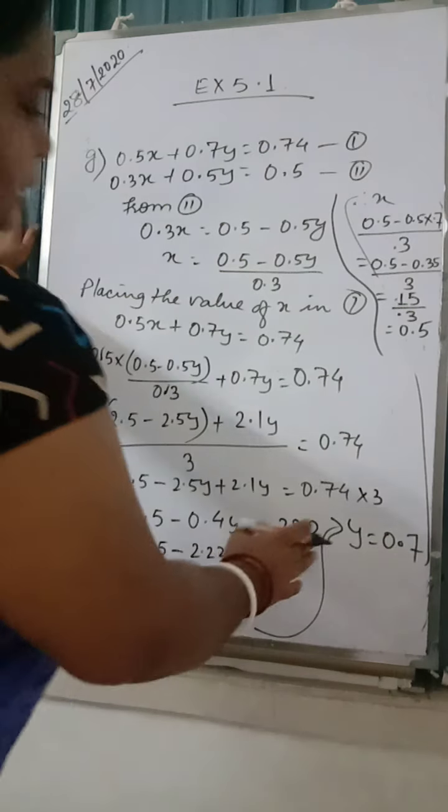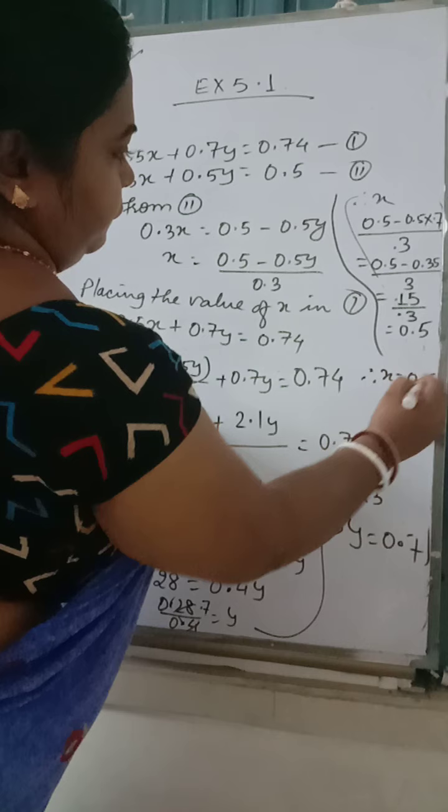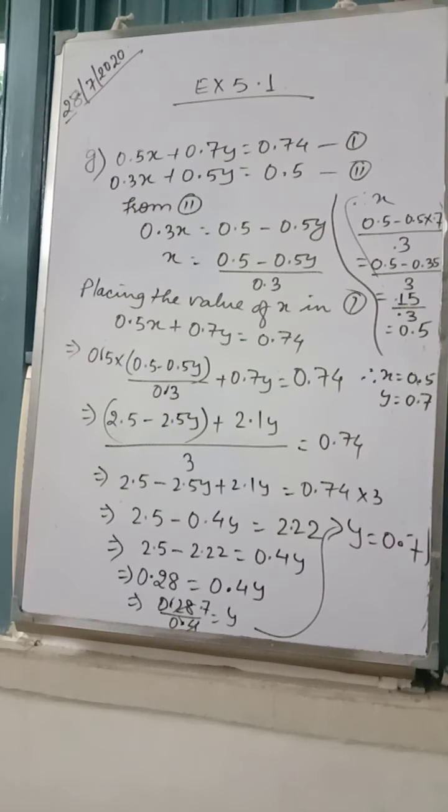The final answer is x is 0.5, y is 0.7. So we have completed 2 questions. Other sums you try to do, and if there is any doubt you can ask me in the comment box. Be careful, as I missed, do not miss it. And if you miss it, find where you missed. Because I missed 0.7y here also. So it happens. These are the human beings we are. We are not God.